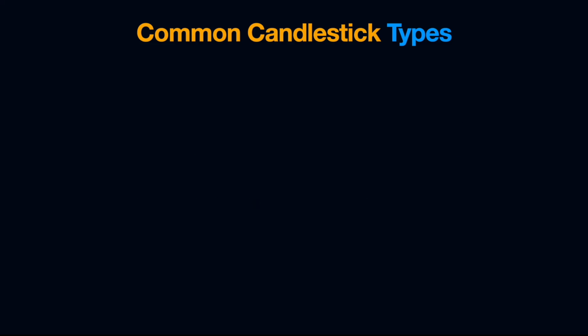Now, let's take a look at some more common candlestick types and what they could indicate in the market. First, we see a green candle with a small body near the top, a long lower wick, and little to no upper wick. This candle is called a bullish hammer. It could indicate that sellers pushed the price down first, but buyers stepped in strongly and brought the price back up.